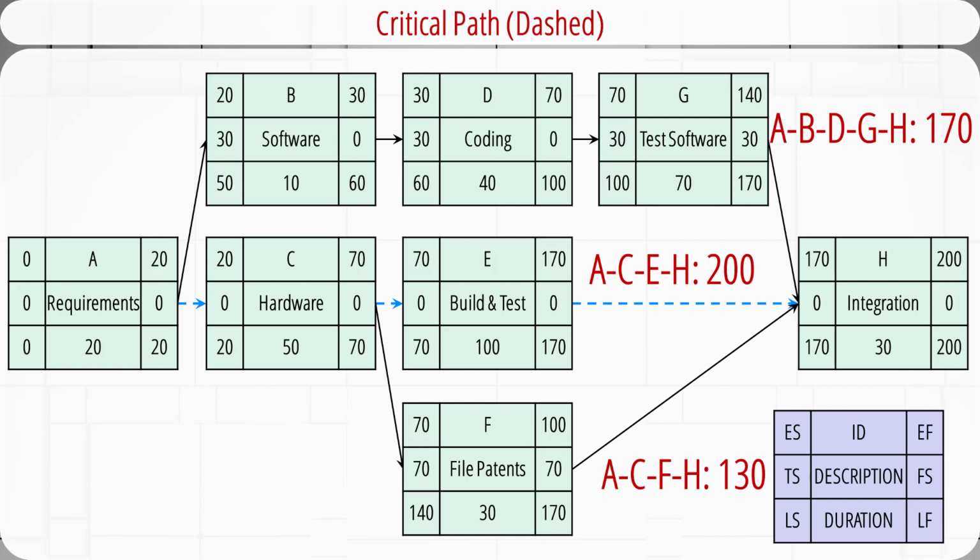Therefore, ACEH is the longest and is the critical path. It's marked with blue dashed arrows. The project will need 200 workdays to finish.